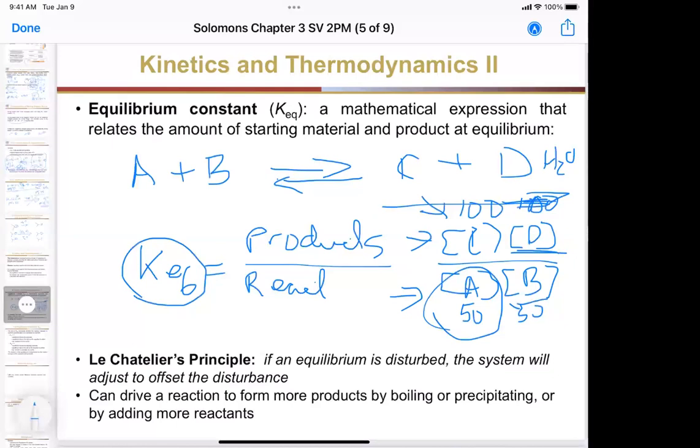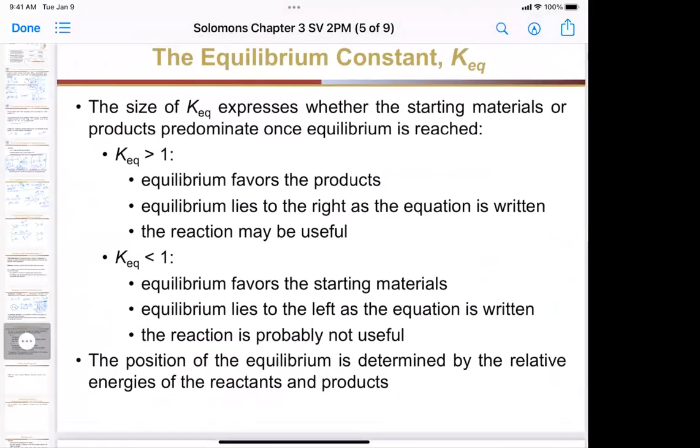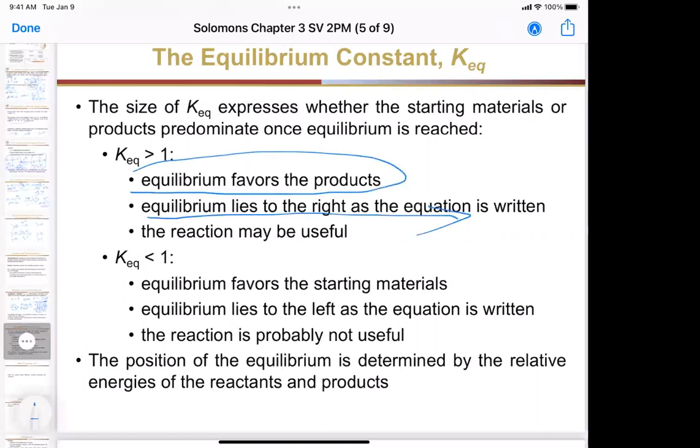All right. So that being said, an equilibrium constant over 1 favors products, because the larger amounts of the products are on top, so that's the bigger number. So it'll favor products. If we favor the products here, the equilibrium will lie typically to the right side of the reaction, toward the product side. And this reaction could be useful. Again, there's a kinetic element. If it's too slow, it might not be useful.